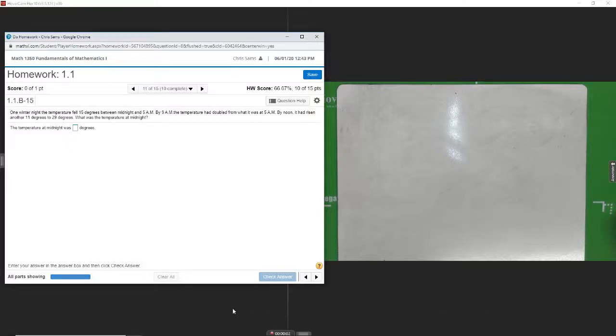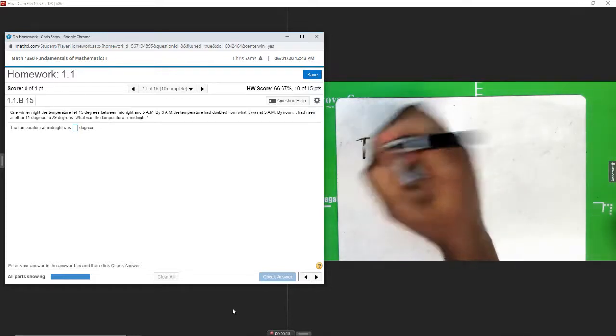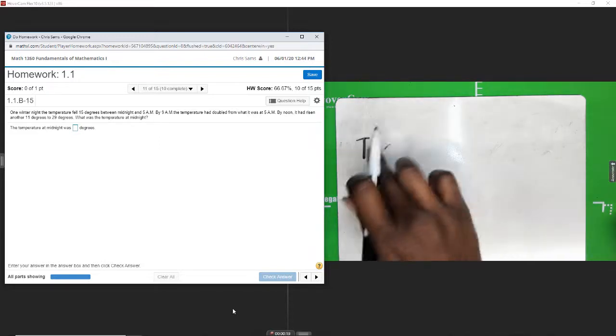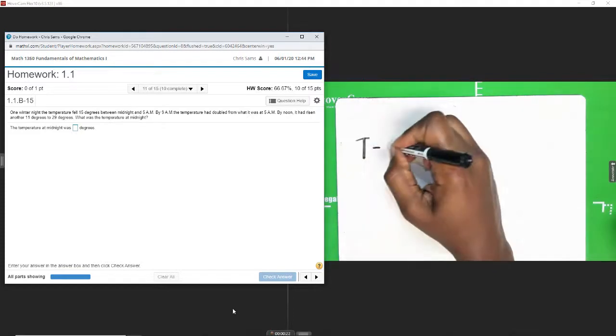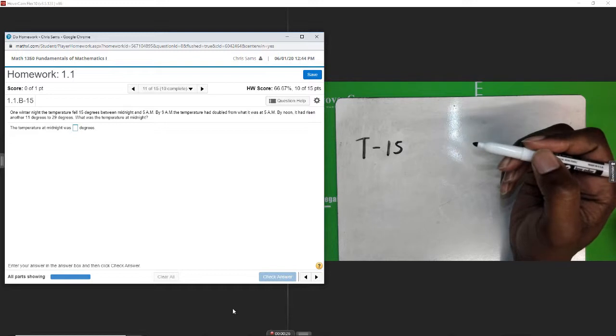All right, number 11 says, one winter night, the temperature fell 15 degrees between midnight and 5 a.m. Okay, so we're going to start out with our temperature, and it fell 15 degrees. So I'm going to say temperature minus 15.